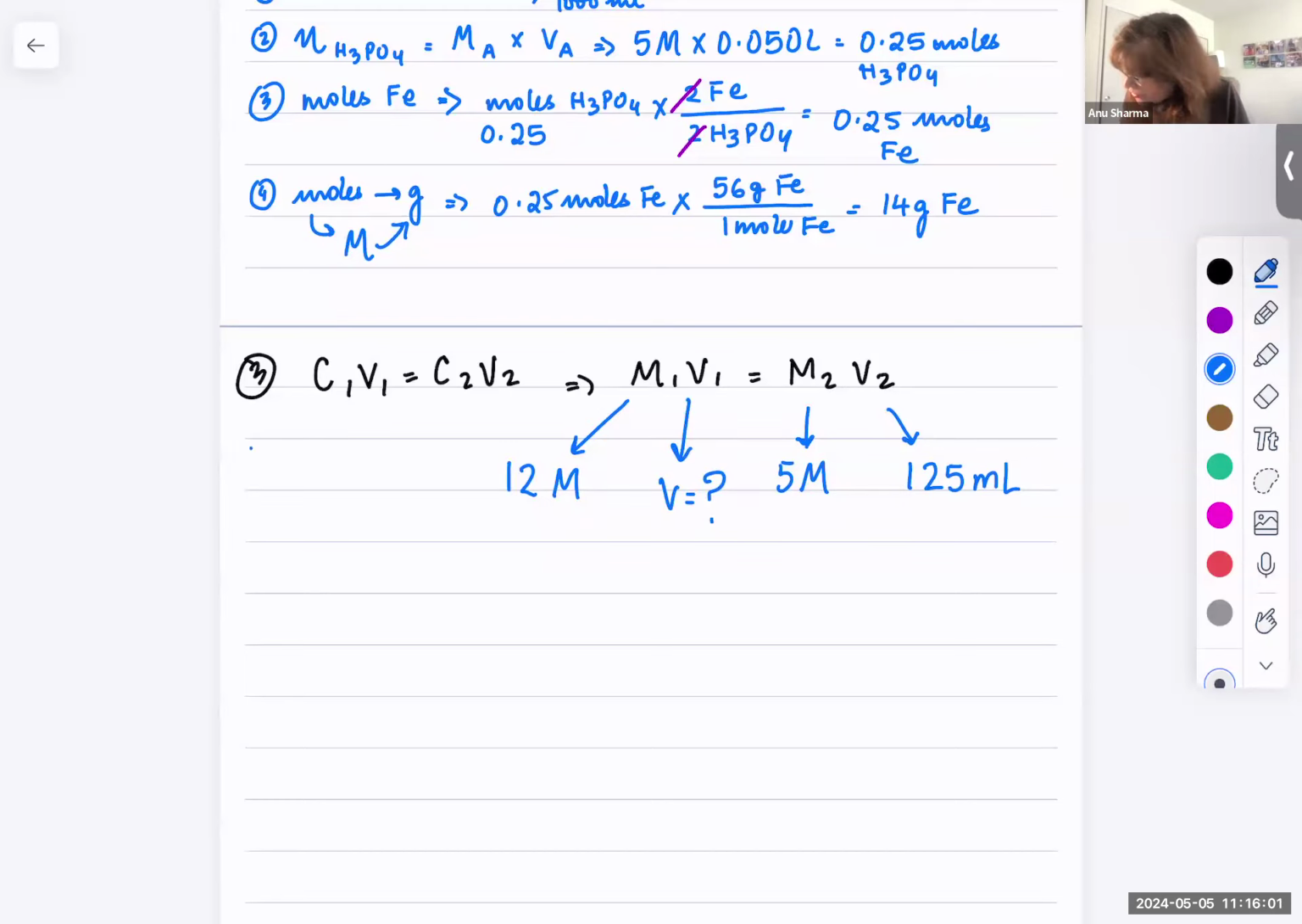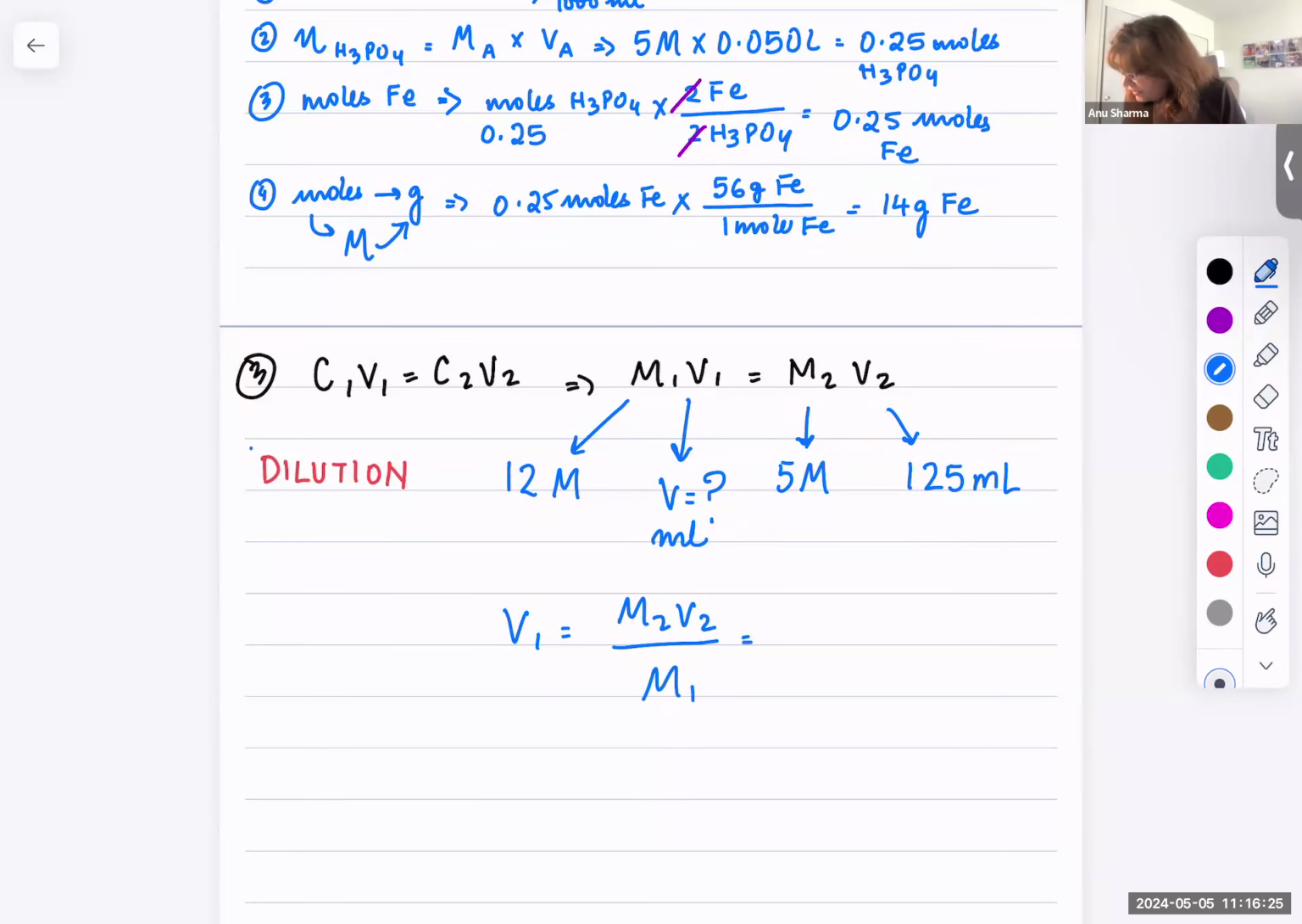So this relates to a dilution problem. This is a dilution problem. Okay, so the way you will set it up, so volume will be in milliliters, so no need to change, but we need to find the V1. So V1 is equal to M2 V2 over M1.